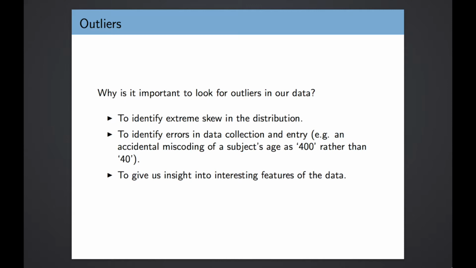Another reason we might take a look at outliers is because those outliers might be an accident. They might have happened because of an error in data collection or data entry. For example, if you had an extreme outlier in the age variable, where someone's age was recorded as 400 years old, we can probably conclude that that's an outlier that we need to get rid of in the data because that subject is not actually 400 years old. Probably it was just a miscoding of someone who is maybe 40. And the final reason is that outliers are interesting. Because they're extreme observations, we should be paying attention to them and thinking about where they're coming from, if they're an interesting feature of the data that we have.